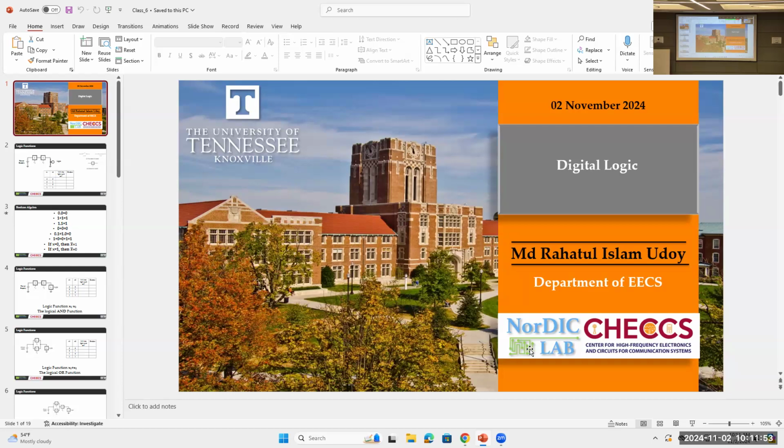In digital logic, the name says that it's digital, right? So it will be dealing with zeros and ones. Zeros and ones means binary numbers. Digital logic deals with binary numbers. I mean, the computer can distinguish between 0 volt and a higher voltage. It can be 5 volt, it can be 1.2 volt. So digital logic means you will be dealing with binary numbers.